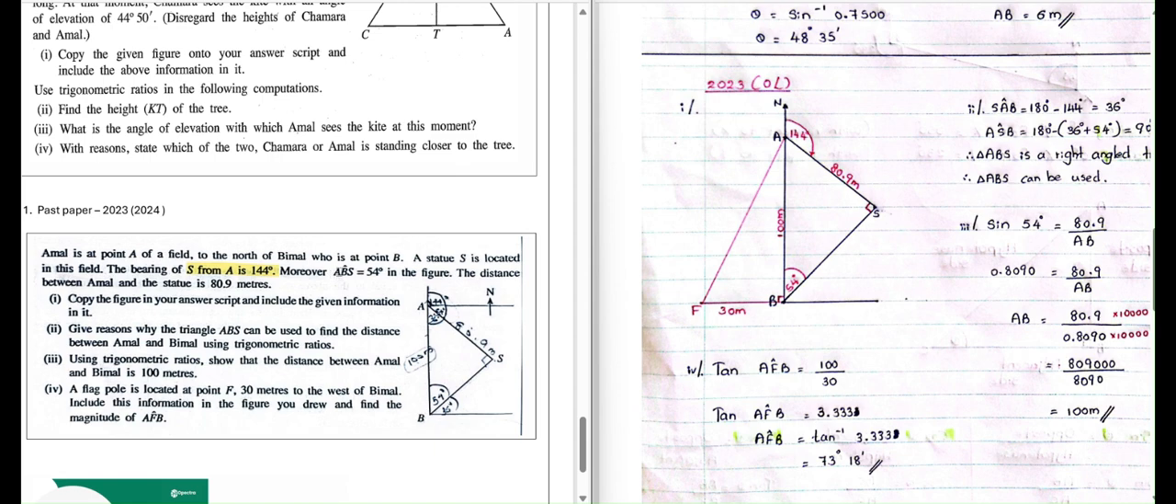Moreover, angle ABS is 54 degrees in the figure. The distance between Amal and the statue is 80.9 meters. Now, the first question is to copy the figure in your answer script and include the given information in it.